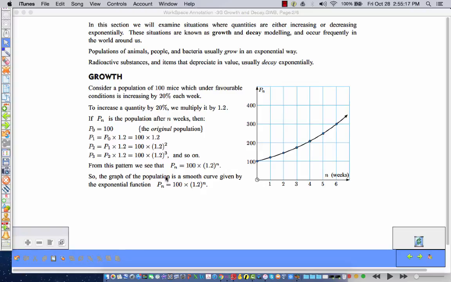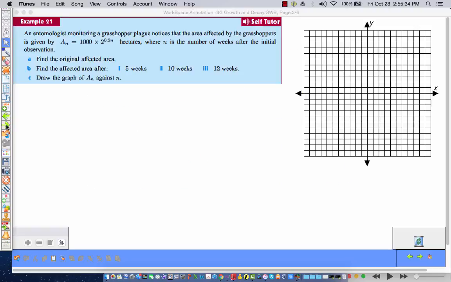So we can see then that we're going to have a pattern of after n weeks, the population of the mice is going to be 100 times 1.2 to the n. And they give us a nice smooth graph. And it is an exponential function because our variable is an exponent. Okay, so let's take a look at an example.